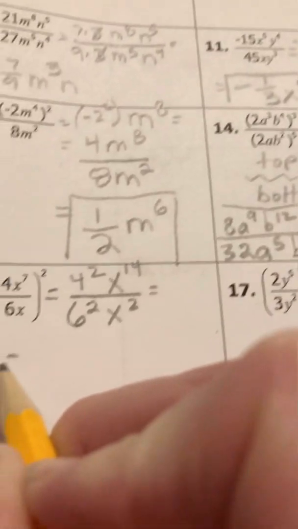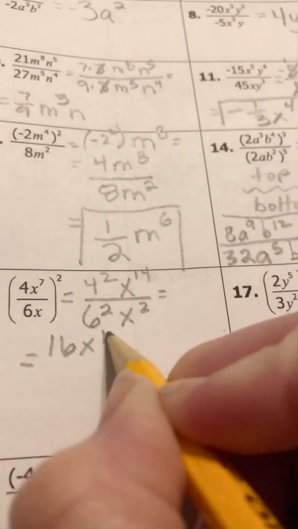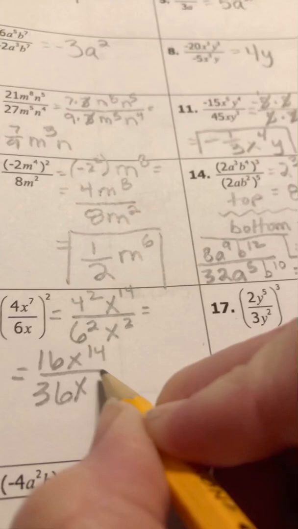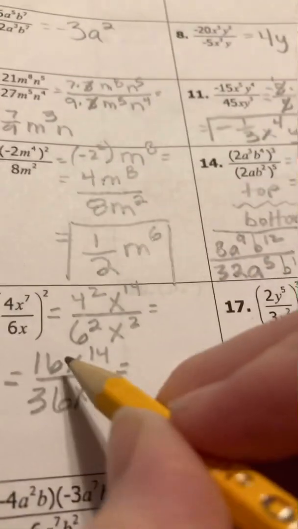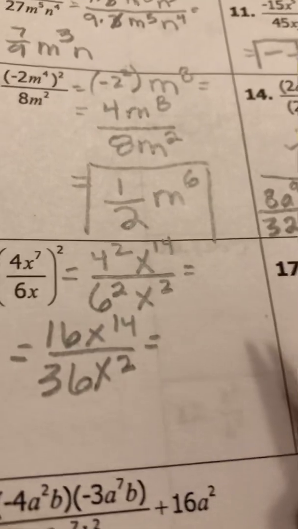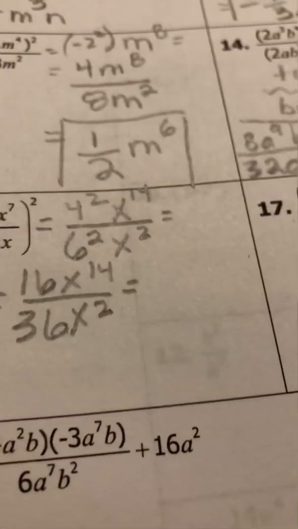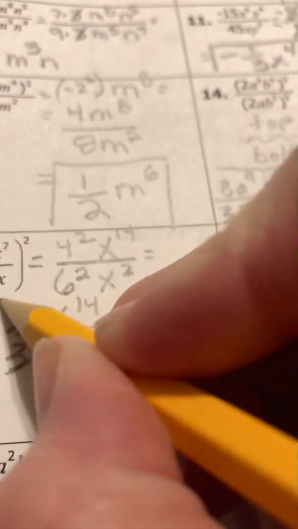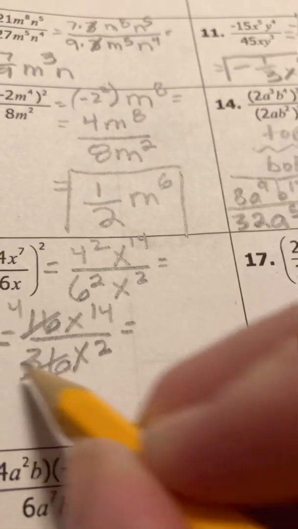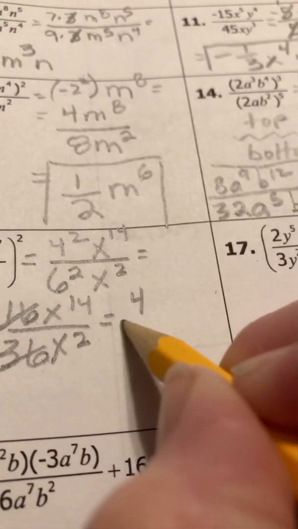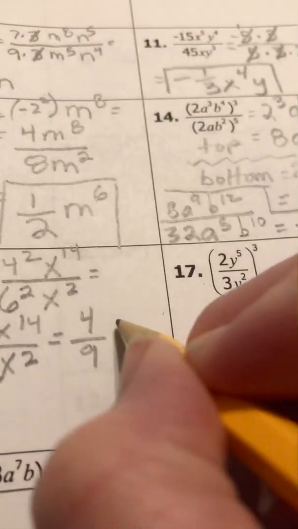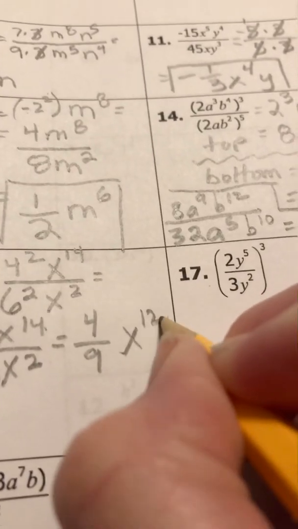And on my next line, I'm going to write this out as 16 x to the 14th over 36 x squared, which equals, if I simplify this, it has common factors, if I think about it, that I could divide both of these numbers by 4. So 16 divided by 4 is 4. 36 divided by 4 is 9. So I'm just doing a little factor simplification there. So I'm going to end up with 4/9, and then 14 minus 2 is x to the 12th.